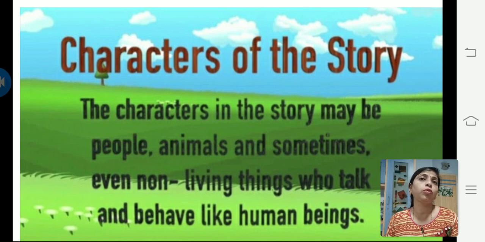Characters of the story. First of all, any outline is given or some picture is given. So first you have to find out the characters of the story. The characters in the story may be people, animals, and sometimes even non-living things who talk and behave like human beings. That means whenever you are creating a story, you should put in characters that are talking, or animals and even non-living things that also talk, because it is an imaginary story you are creating by your imagination.